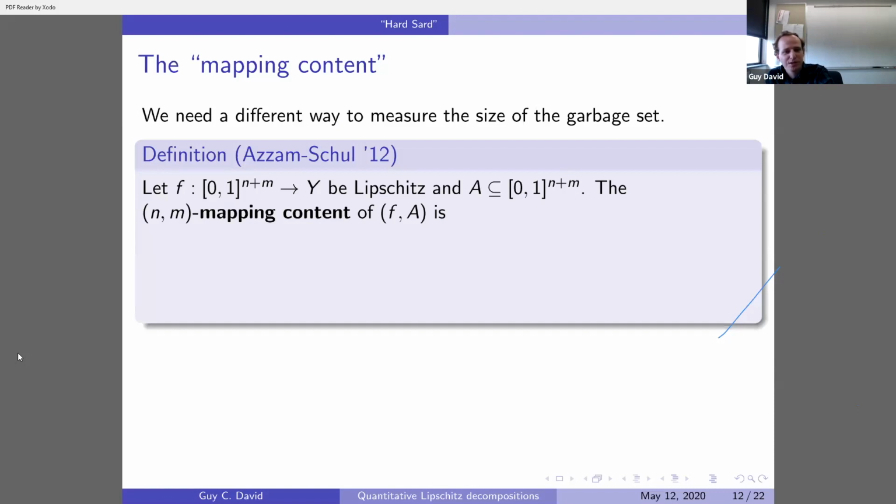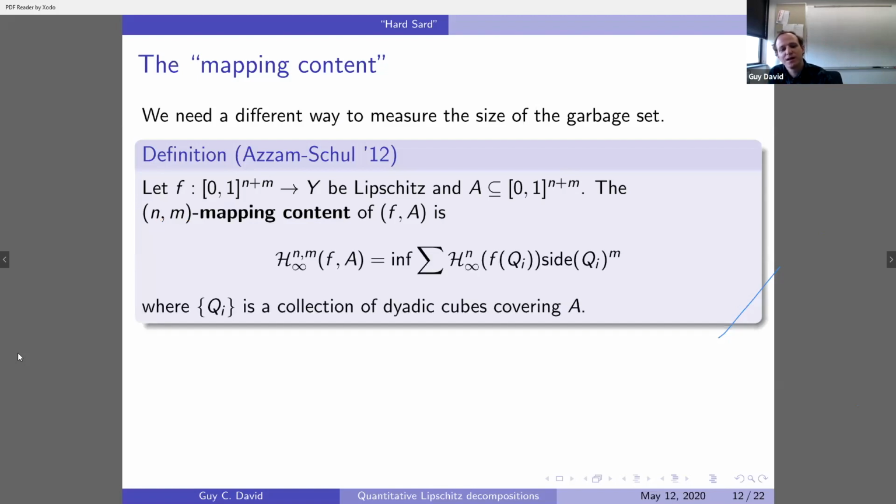So you have a Lipschitz map into a metric space, and you have a subset of the domain. And we're going to define something called the mapping content with these parameters n and m, the mapping content of f on this subset. And it goes like this. So it's a strange definition. I'll try to explain it a little bit.